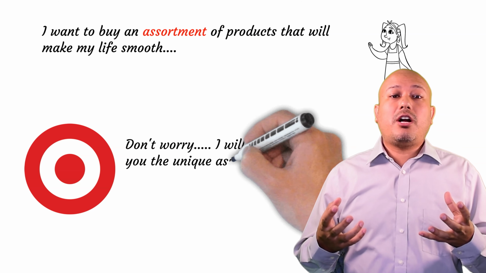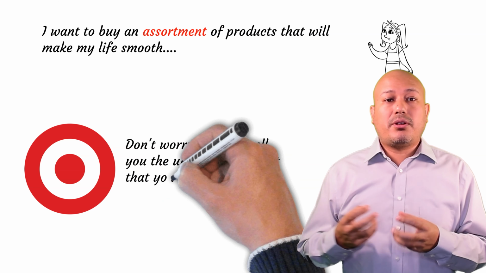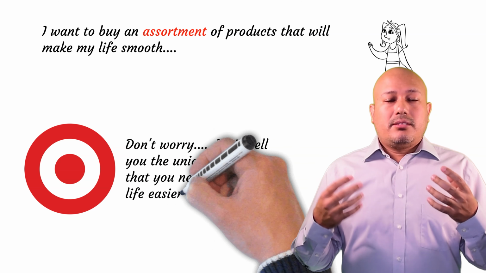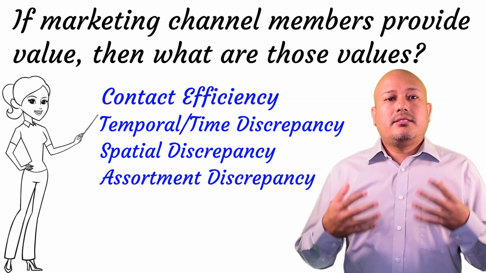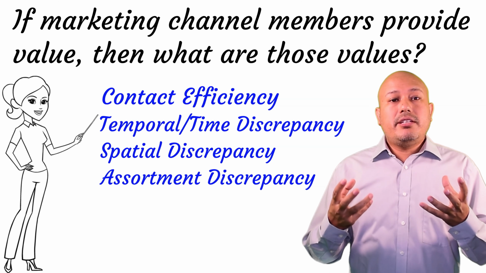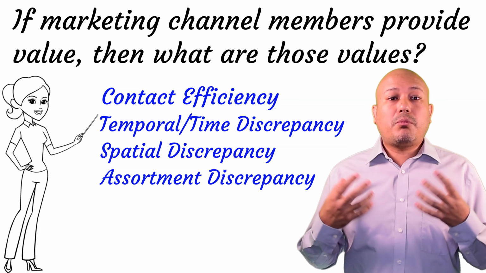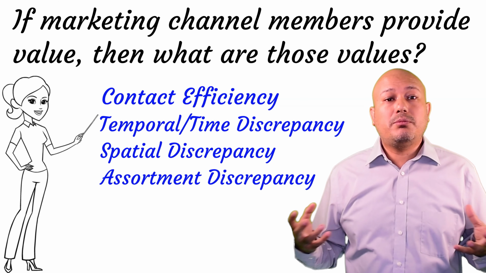So I can just go to Walmart and I can buy the assortment of product that I want to buy. So in this way, again, the marketing channel intermediary is providing value to the consumers by making it possible for me to buy an assortment of product.